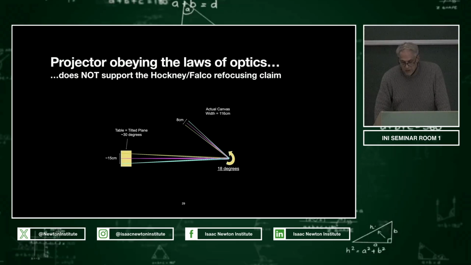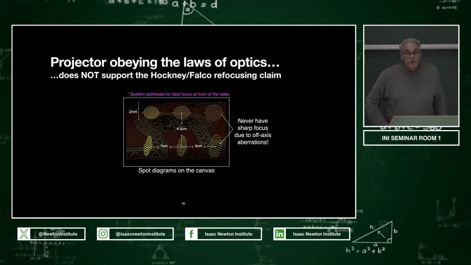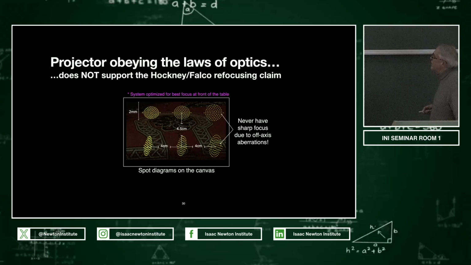When you now make a realistic case where the canvas is off to the side, as it must be, if you're going to get light from the table to the concave mirror to the canvas, you have now what are called off-axis aberrations. You don't get this difference in the nice sharp point and something distant. And here is, again, computer ray tracing, getting the sharpest image you can under this setup.